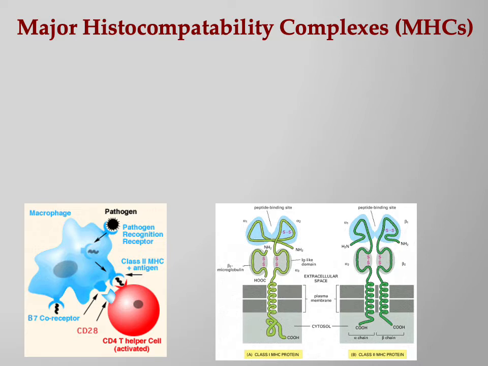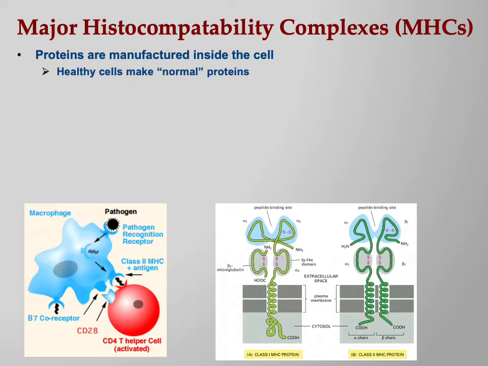So major histocompatibility complexes, MHCs, this is a big deal. So proteins are manufactured inside of your cell. Remember, that's one of the main jobs your cells do. They're just big, giant protein factories. Remember, the mRNA and the transfer RNA and the ribosomes. You have the DNA. Cells make proteins like crazy. That's what they do. Cells spend their lives making proteins. Healthy cells make normal proteins, proteins that you're supposed to have in your body. Well, disease cells will make abnormal proteins, proteins that normally should not show up in your body.